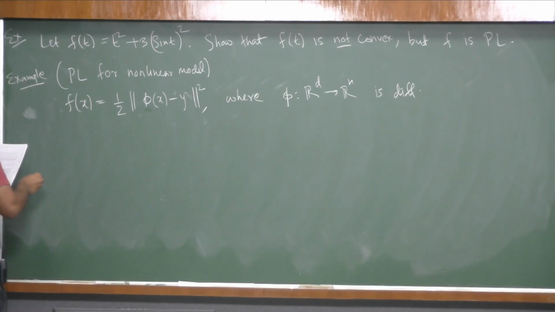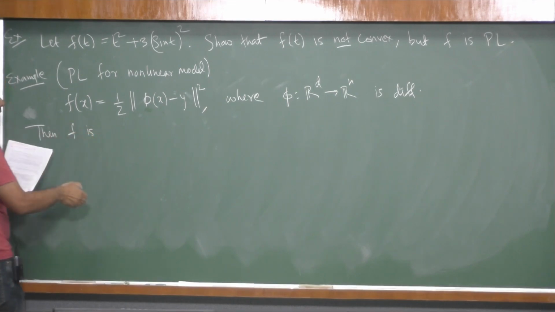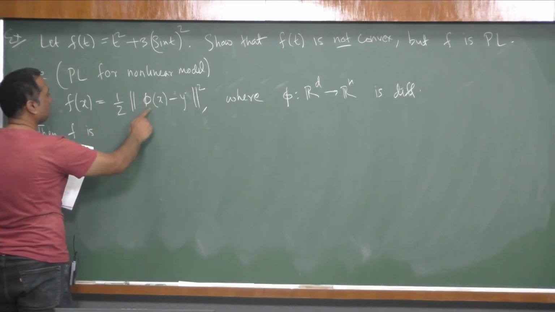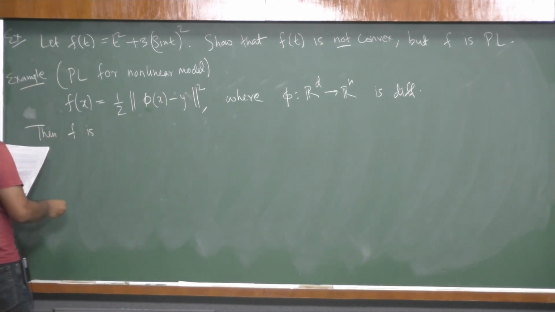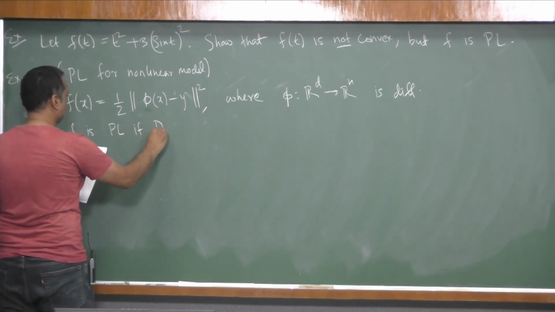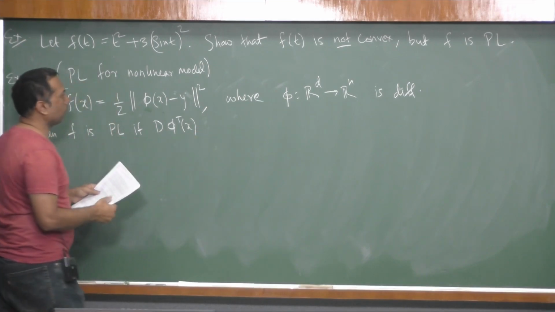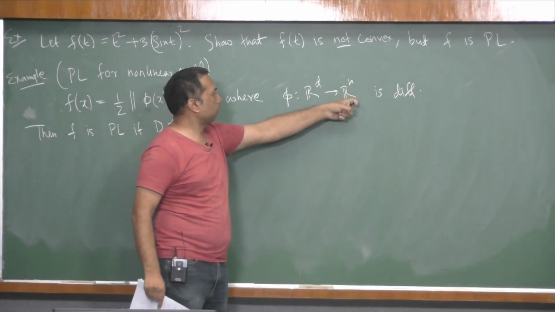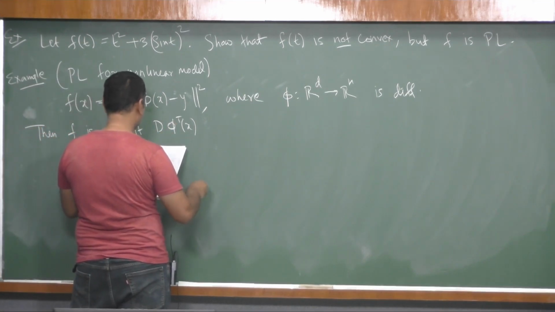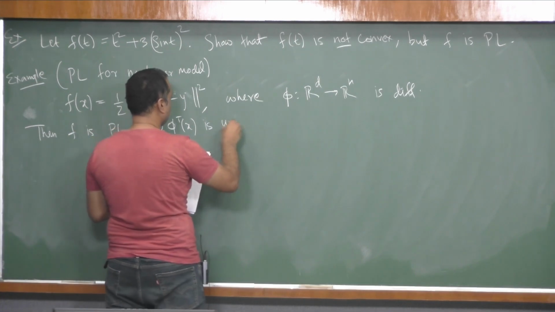Then what is this result? So then f is PL, I mean specifically for this kind of function. Okay, f(x) = phi(x) minus y, and phi is differentiable. Then f is PL if d phi transpose x, remember, phi is a vector, right? Because the output of phi is an n-dimensional vector. So that's why we have this d phi transpose x is uniformly injective. I will define what it means.